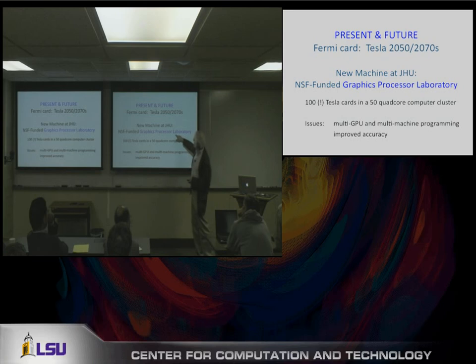We have a new machine that's just been built at Hopkins, which has 100 Tesla cards in it. So the idea there is, I have more cards to do. I can spread the computations out over more cards, but I also get more memory, so I can do more particles by just distributing the problem, because each card, I think, has 3 megabytes. So I can do bigger problems, but also do them faster. And so that's what we're working on now.